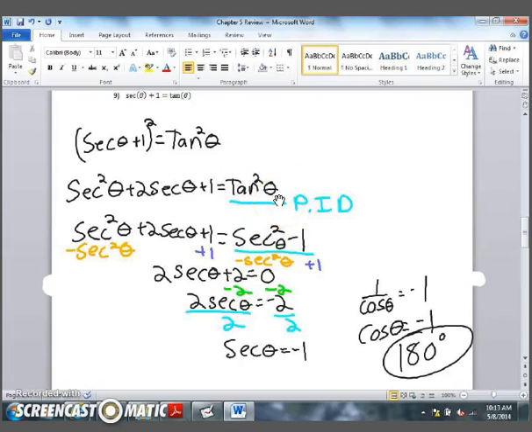Tangent squared. Why would I worry about that? Oh, it's secant squared theta minus 1. When I do that, set it equal to 0. The secant squareds cancel out, which is great. I get 2 secant theta plus 2. I subtract 2 from both sides, and then divide by 2.